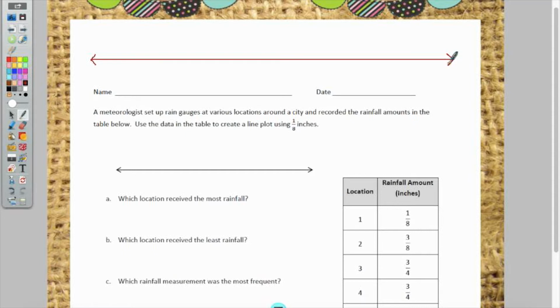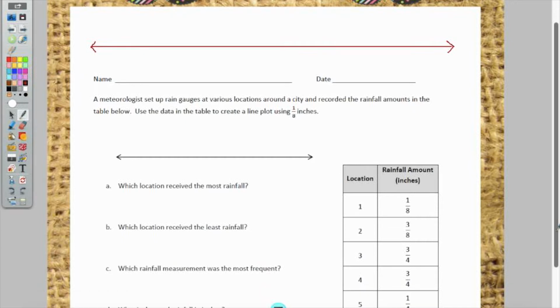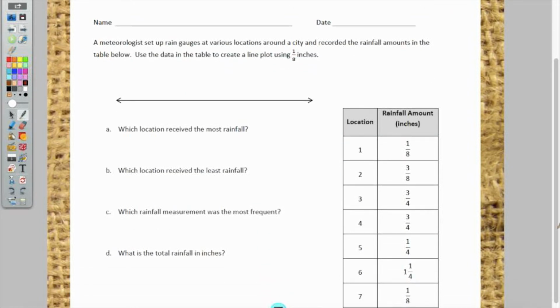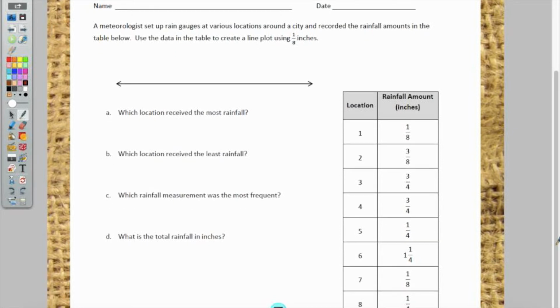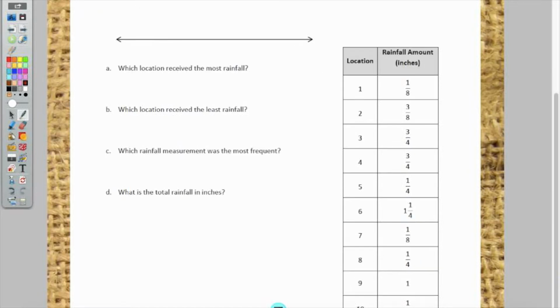Okay, so before we do anything else, let's look at the measurements in the table. I see some 8ths, I see some 4ths. I see one whole number, couple whole numbers or just one? 2. Okay, and instead of calling these cities, they're calling them locations, okay?